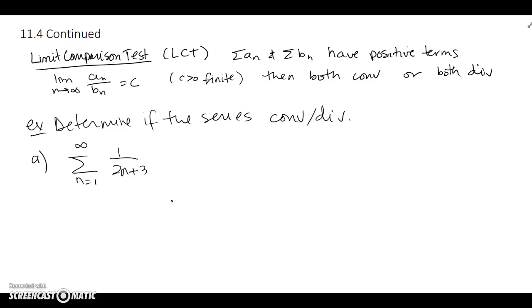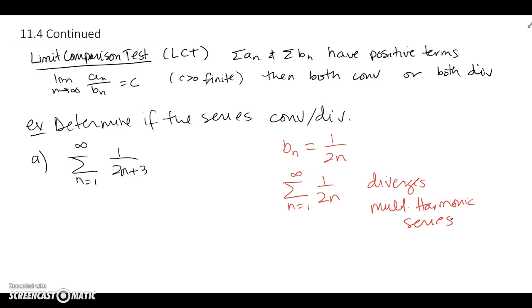If I want to apply the limit comparison test, I have to come up with something to compare this to. Let's say I think of the 3 as the loser term, and I'm going to compare it to bn equals, I guess, 1 over 2n. I'm going to use this because it kind of looks like that. And we also know that this series diverges because it's a multiple of the harmonic series.